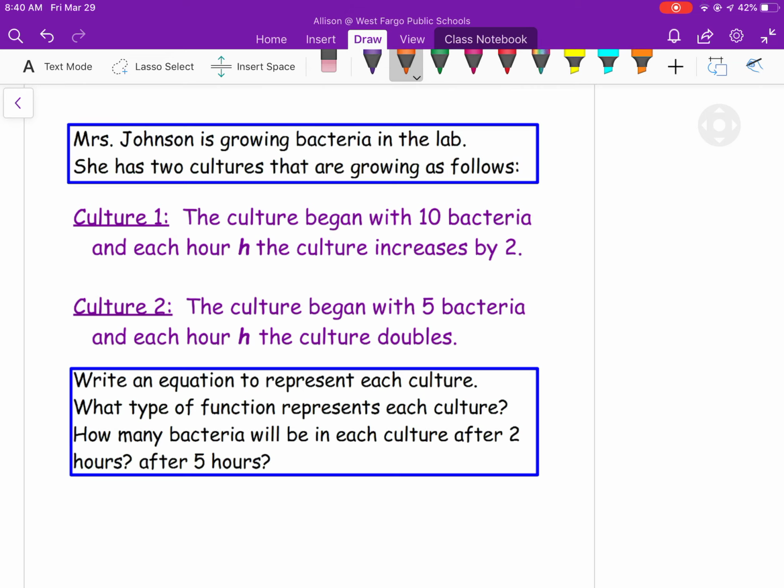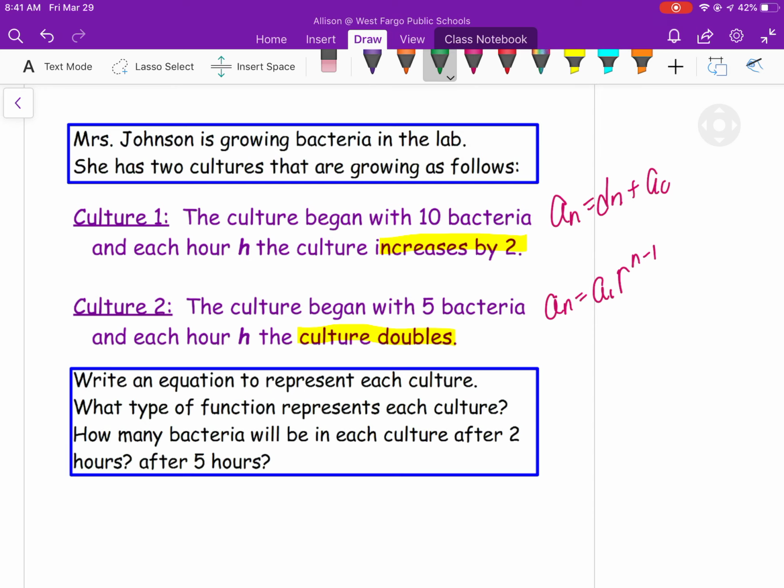So we have 2 situations. The one that is increasing by 2 is an arithmetic series. So this one is arithmetic, where we can model it with the arithmetic series equation. In culture 2, the culture is doubling each time. So this is a geometric series where our rate is being increased by 2 every time. So our R is 2.